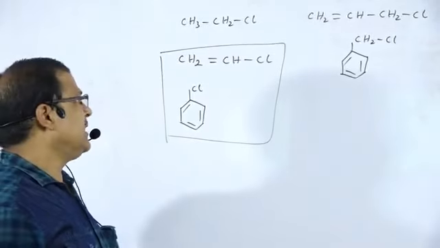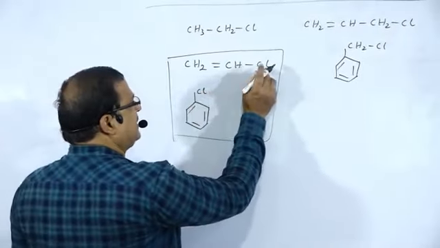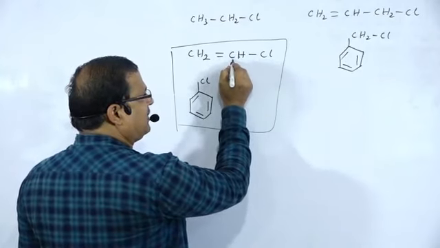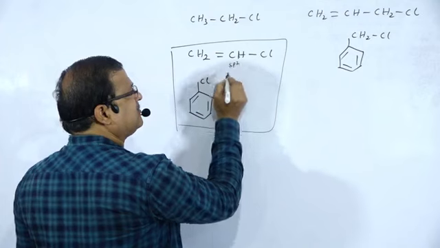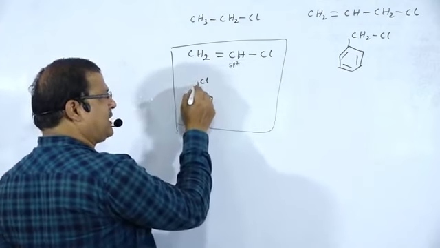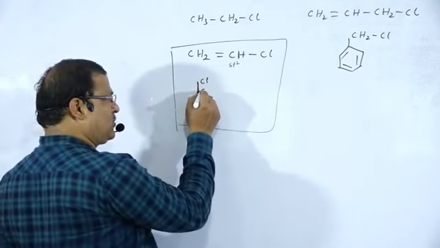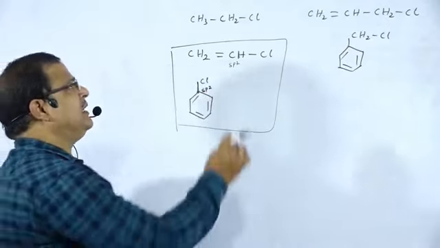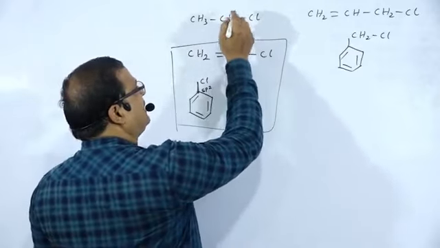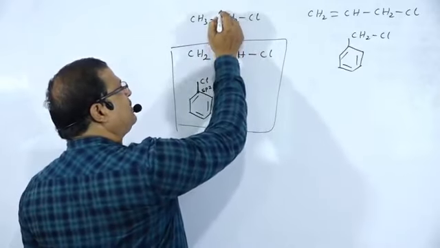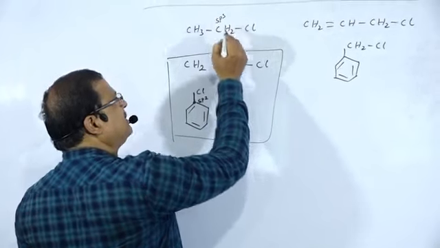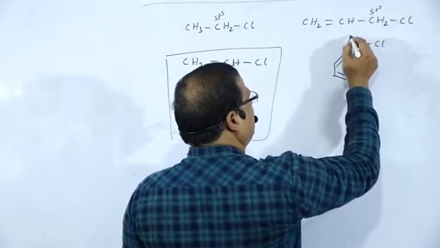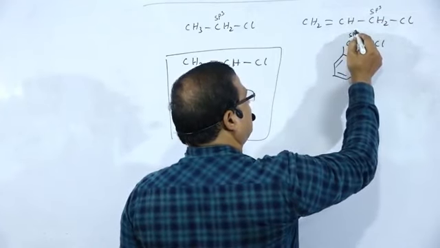In this case, chlorine is attached to a carbon atom which is sp2 hybridized. In this case also, chlorine is attached to a carbon atom which is sp2 hybridized. In case of alkyl halide, the chlorine atom is attached to a carbon atom which is sp3 hybridized. In this case also sp3, and in this case also sp3 hybridized.